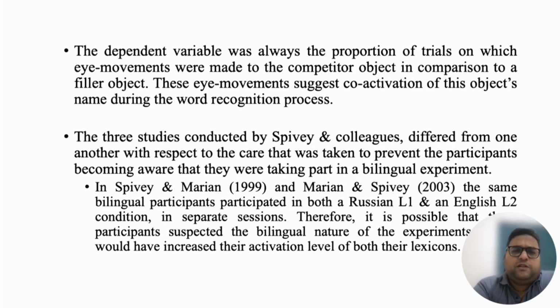Now, the dependent variable in this paradigm was always the proportion of trials on which eye movements were made to the competitor object in comparison to the filler object. So typically, if you look at the data that these authors plot, they will plot the proportion of fixations on the target object, the competitor object, and the distractor objects. Typically what you would see in their analysis is that there is obviously a higher proportion of fixations on the target object, but there is also a relatively higher proportion of fixations on the competitor object as compared to the filler objects.